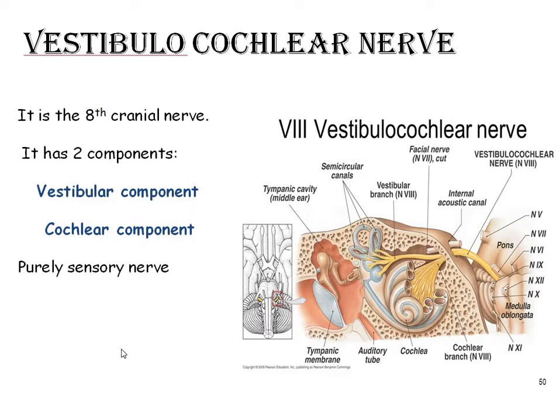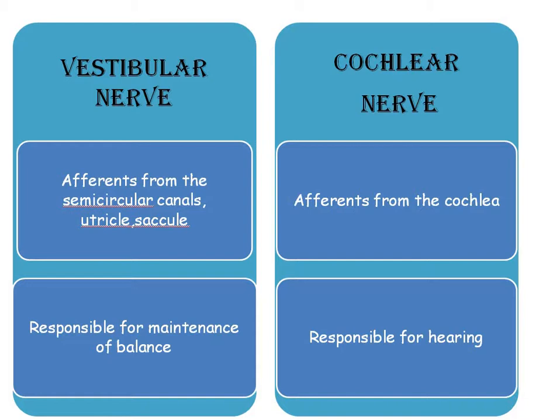Now let's talk about the vestibulocochlear nerve. It is the 8th cranial nerve. It has two components, the vestibular and the cochlear component. It is a pure sensory nerve. The vestibular nerve carries afferents from the semicircular canal, utricle and saccule, whereas the cochlear nerve carries afferents from the cochlea. The vestibular nerve is responsible for maintenance of balance, and the cochlear nerve is responsible for hearing.